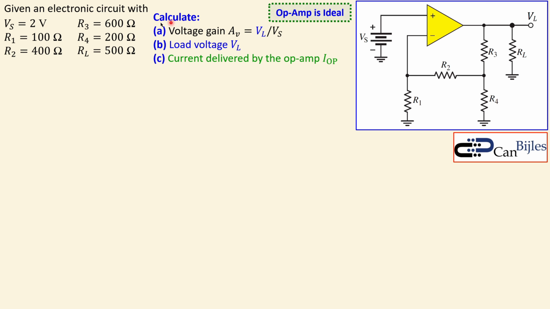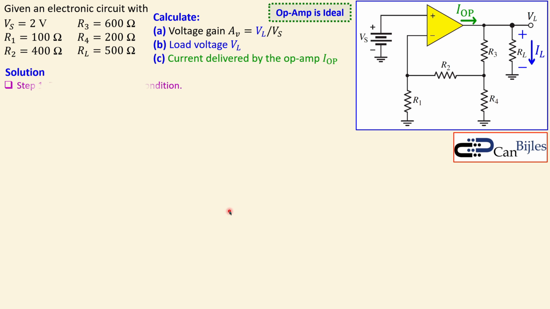So what we want to calculate is the following. Calculate the voltage gain expression, so V load over Vs, V source. Then also the value of the load voltage for the specific input and resistors. We also would like to know what current is delivered by the op-amp, IOP. Alright, let's look at our solutions.